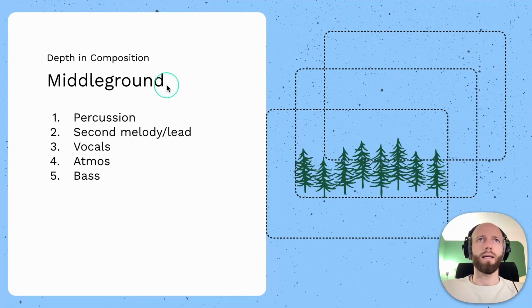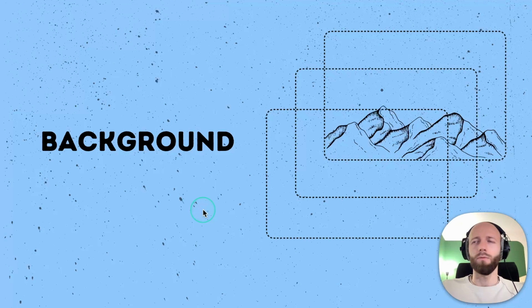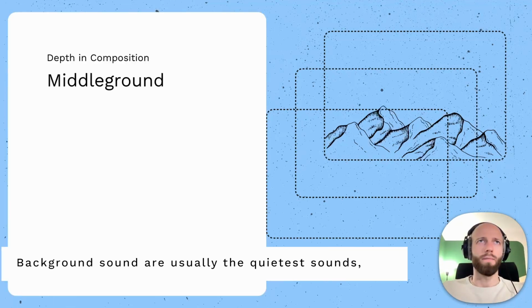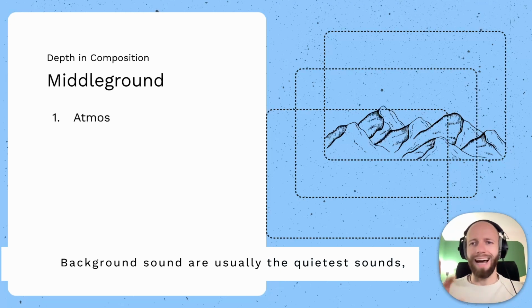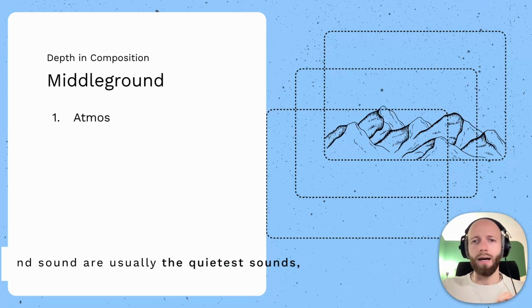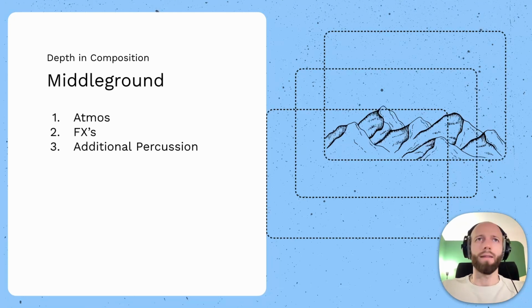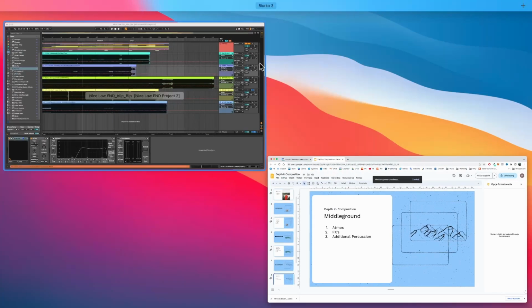Okay, let's take a look then at the background, which is the end plane in our composition. Here we'll have all those atmos, textural sounds, effects, additional percussion. All those elements will create the background layer for our sound. So let's hear that in context.